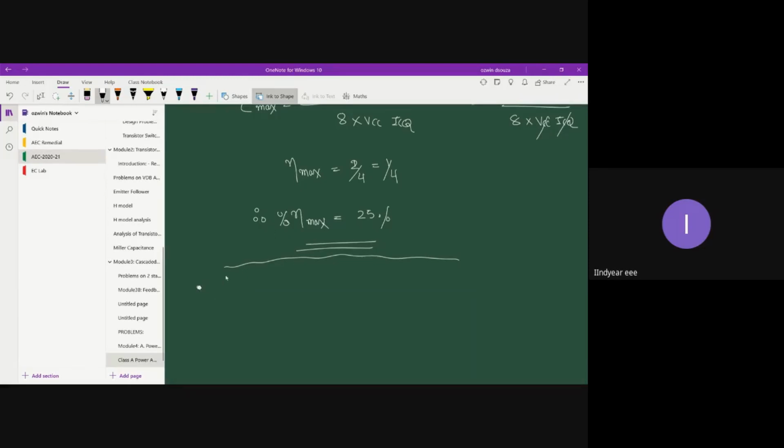Now, sometimes in numericals, you will be asked to find out what the power dissipation is. So some short equations I can write. Power dissipation.